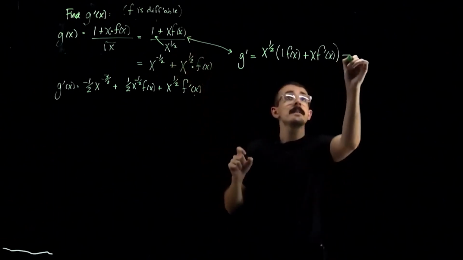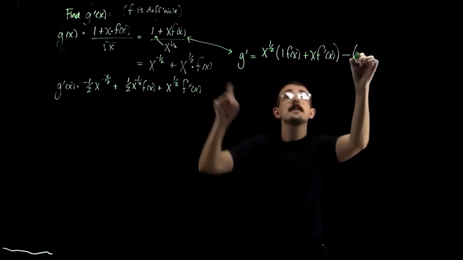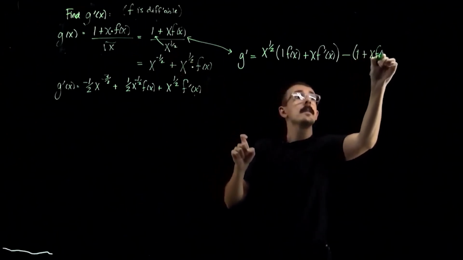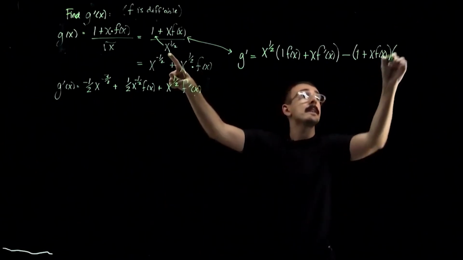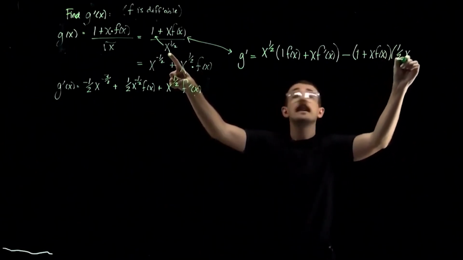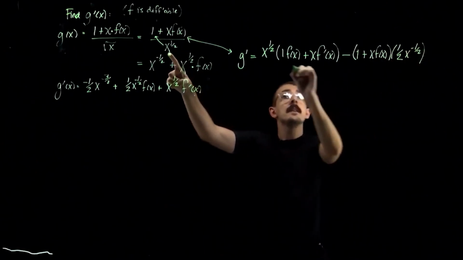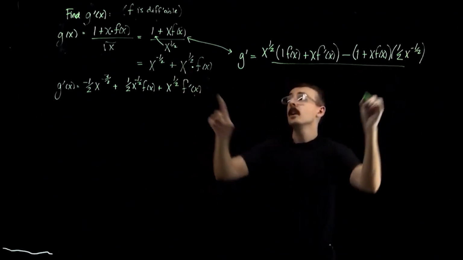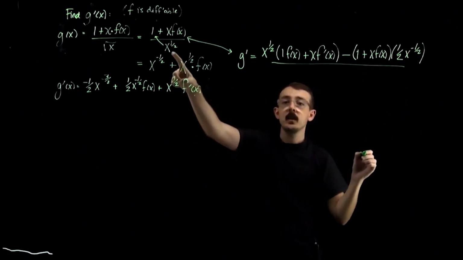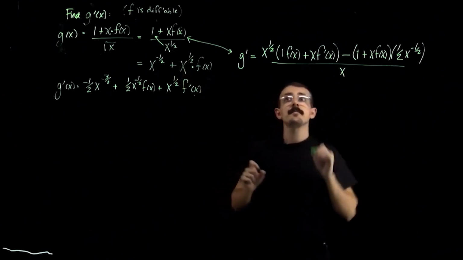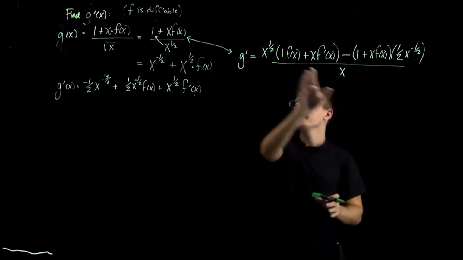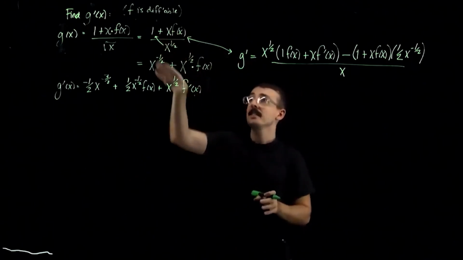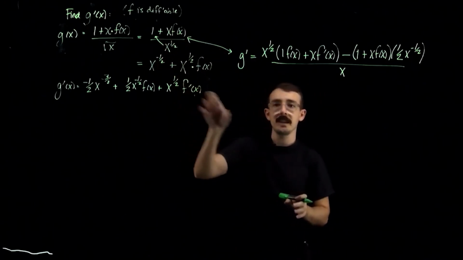And then I'm going to do minus high, which is the numerator, d low. The derivative of the bottom one is 1/2 x to the negative 1/2. This is all over low squared. If I square the square root here, this is x. So this is the derivative of g if I didn't do this simplification in the beginning.